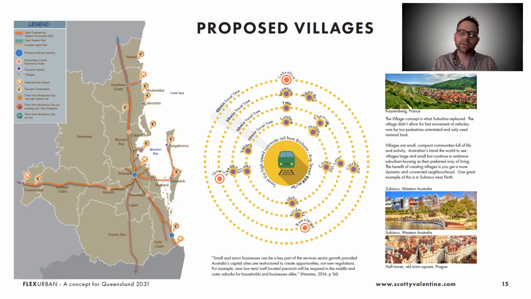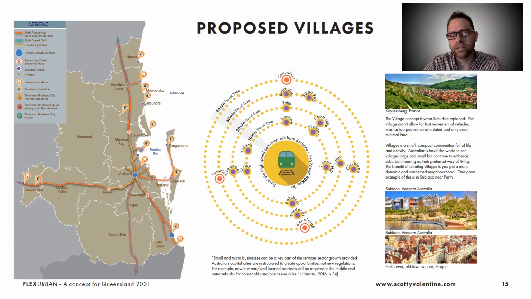So what we would also then propose is that we have villages along these railway lines in between the two major and second tier economic hubs, going out to Caboolture, Ipswich and Beenleigh. So the village concept is what suburbia replaced. The village didn't allow for fast movement of vehicles and was far too pedestrian orientated and only used minimal amount of land. Villages are small, compact communities full of life and activity. Australians travel around the world to see large and small villages, but they come back home and want to live in suburbia. It's just kind of odd.